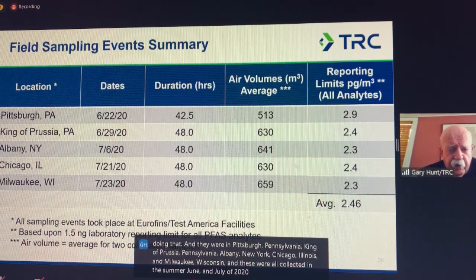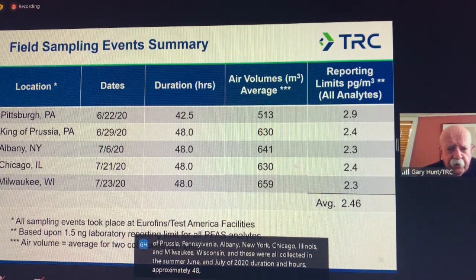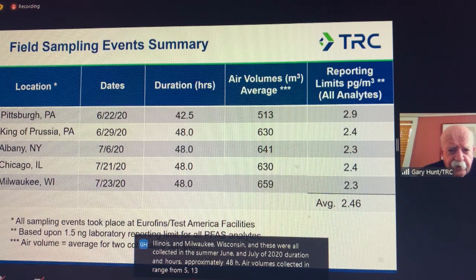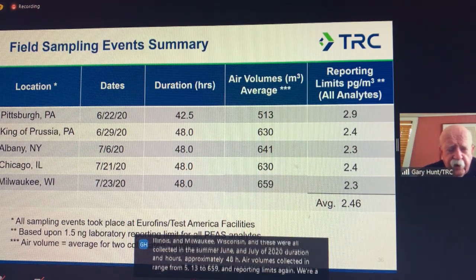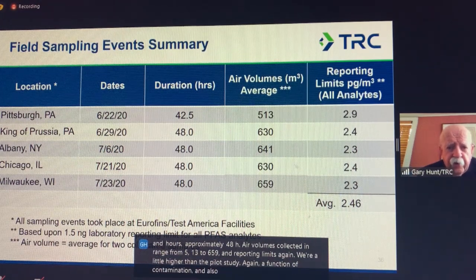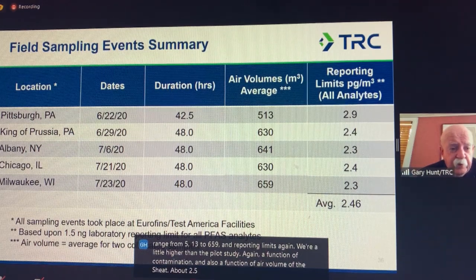Duration in hours, approximately 48 hours. Air volumes collected ranged from 513 to 659. And reporting limits, again, were a little higher than the pilot study, again a function of contamination and also a function of air volume. They achieved about 2.5 picograms per cubic meter.